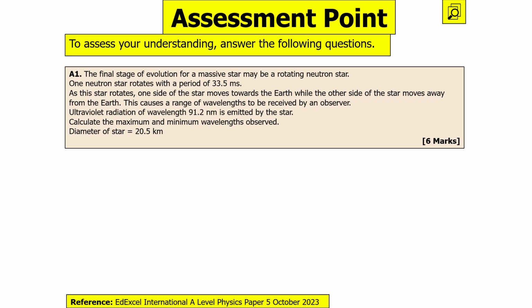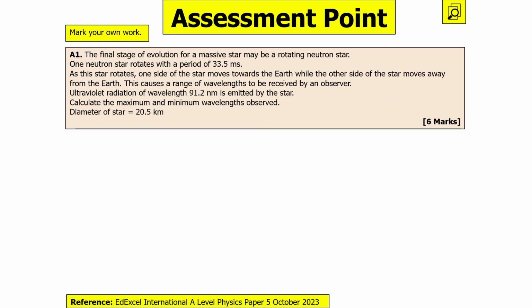rotating neutron star. One neutron star rotates with a period of 33.5 milliseconds. As the star rotates, one side of the star moves towards the Earth while the other side of the star moves away from the Earth. This causes a range of wavelengths to be received by the observer. Ultraviolet radiation of wavelength 91.2 nanometers is emitted by the star. Calculate the maximum and minimum wavelengths observed. So pause the video now, then unpause the video when you want to go through your answer.